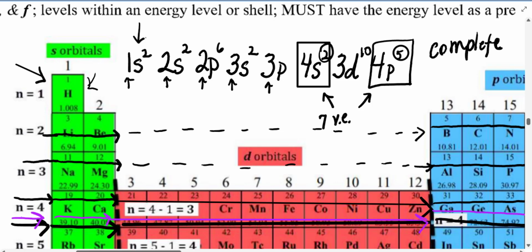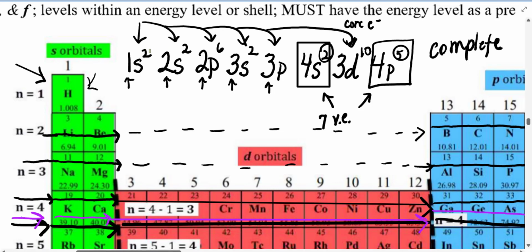These are your core electrons, everything else. Let's go ahead and count those. I'm going to highlight them for you. We've got 2, 4, 10, 12, 22. So we have 22 core electrons, plus 7 valence electrons, which gives us a total of 29.